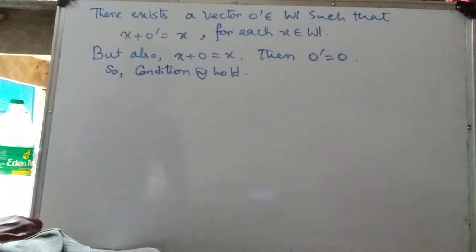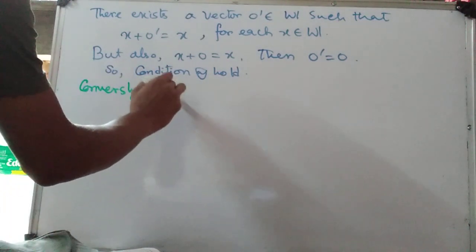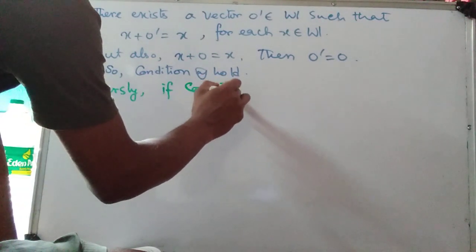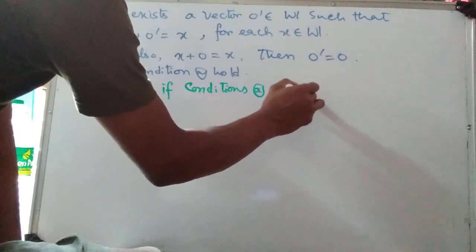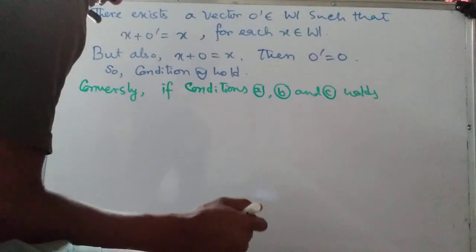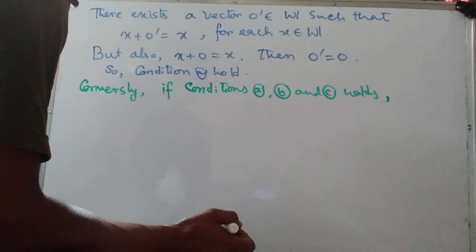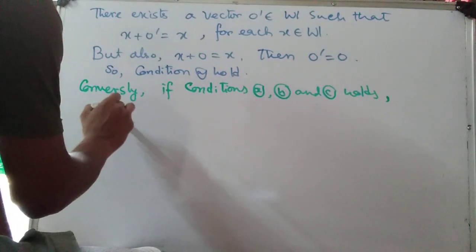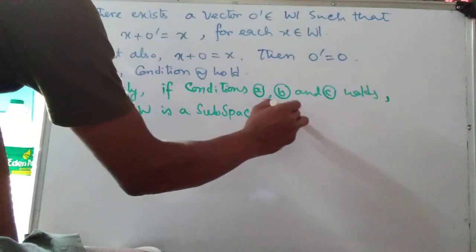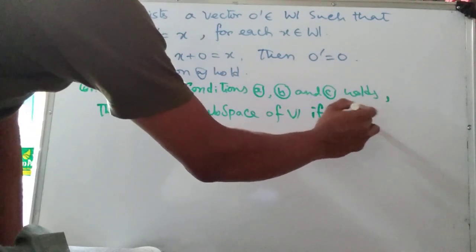Next we discuss the converse. Conversely, if conditions A, B and C hold, then W is a subspace of V.